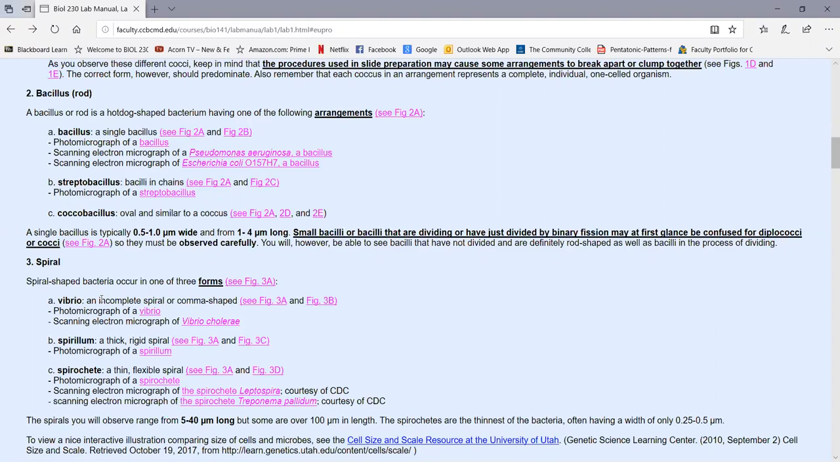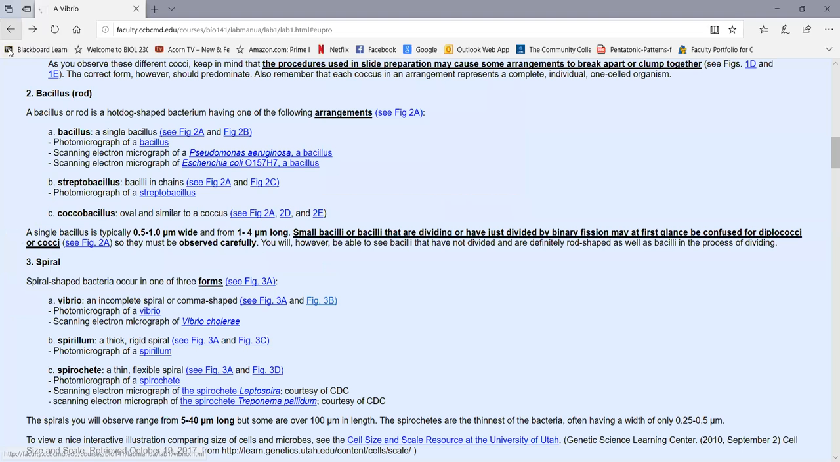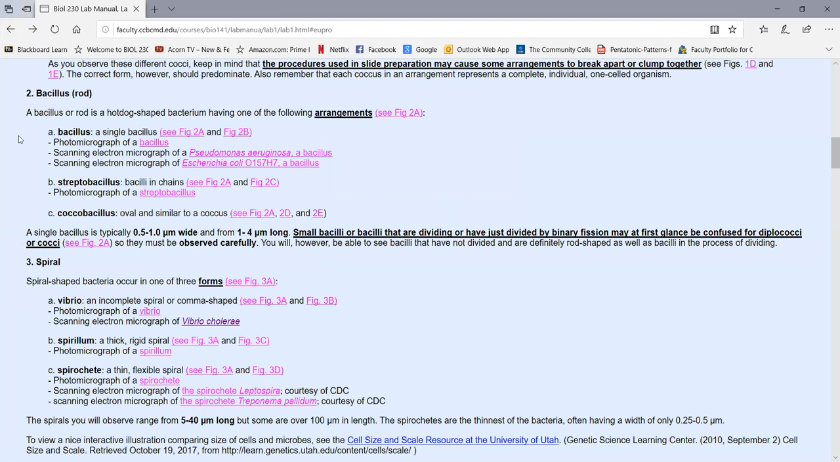So a Vibrio is an incomplete spiral or a comma-shaped bacterium. This is Vibrio cholera. And you see the little curve shapes here. They look like a curved rod or a bent rod. That's actually an incomplete spiral. And here's Vibrio cholera under a scanning electron microscope, where again, you see they look like a curved rod or an incomplete spiral. And they're typically about the size of a bacillus.